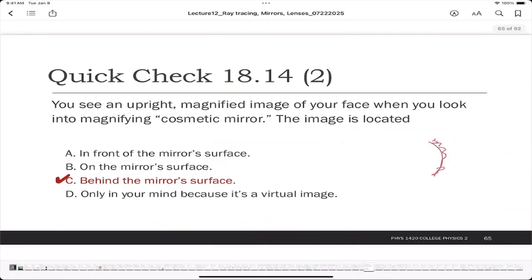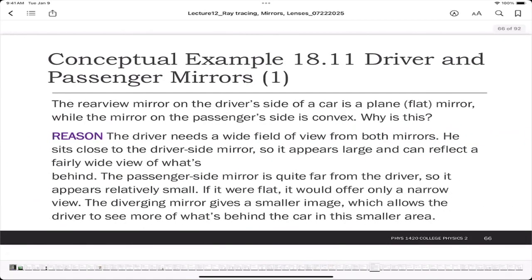Okay, let's continue. Let's talk about a conceptual example like the driver's and passenger's mirrors. The rear view mirror on the driver's side of a car is a plain, flat mirror, while the mirror on the passenger's side is convex. Why is this? The main reason is that the driver needs a wide field of view from both mirrors. He sits close to the driver's side mirror, so it appears large and can reflect a fairly wide view of what's behind. The passenger side mirror is quite far from the driver.